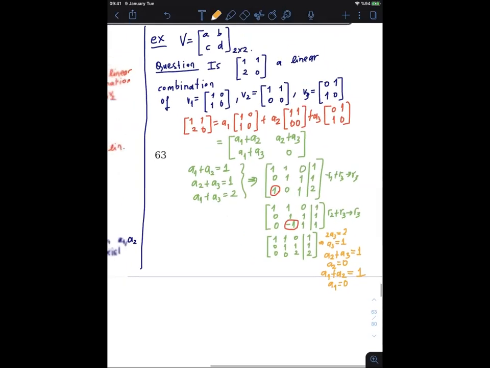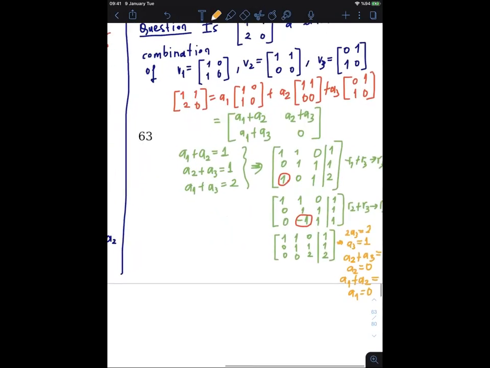So the important thing is not these numbers, but the important thing is this system has a solution, okay? So yes, this system has a solution. The answer is yes.